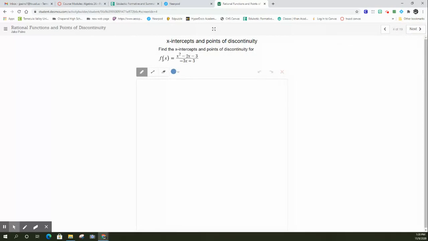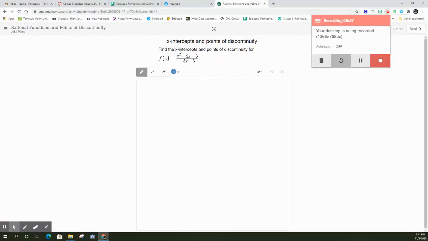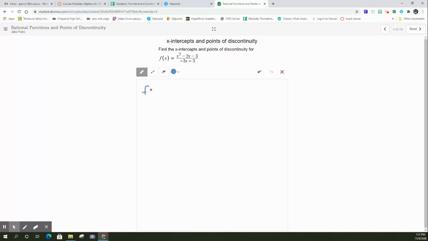All right, so we have our first one here. We'll do an example. It says find the x-intercepts and points of discontinuity for f of x. So we're going to go ahead and factor the top and bottom here so we can graph this. And so the top is going to be x minus 3, x plus 1.